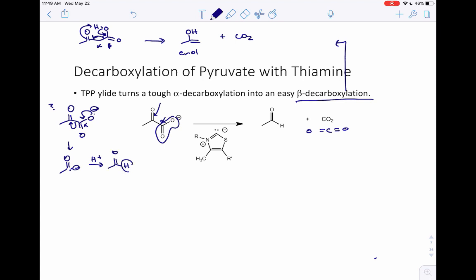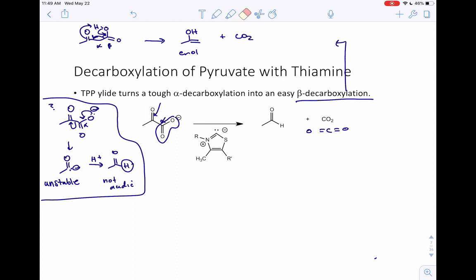Are aldehydes acidic at that aldehyde hydrogen? Absolutely not. So this is very unstable. It's a really unstable base. This is not acidic. Okay. So the alpha decarboxylation just seems preposterous. So how does thymine or the TPP ylid here promote or facilitate this reaction?